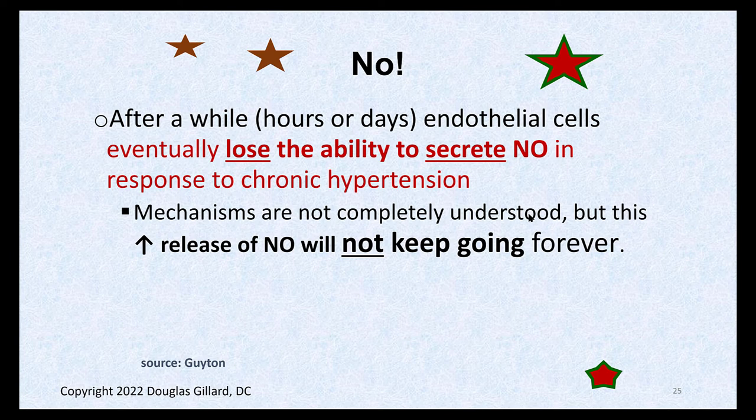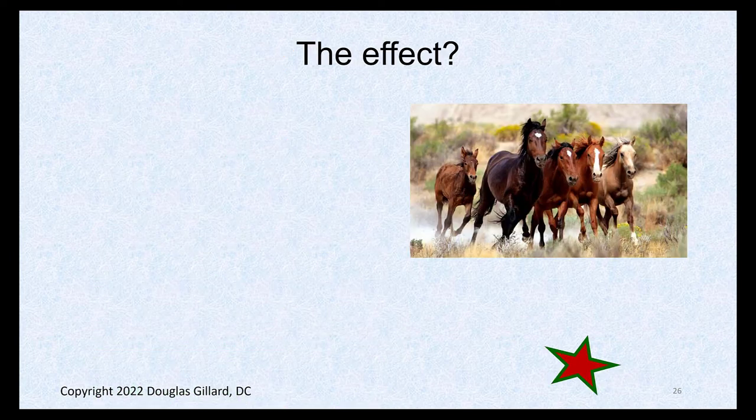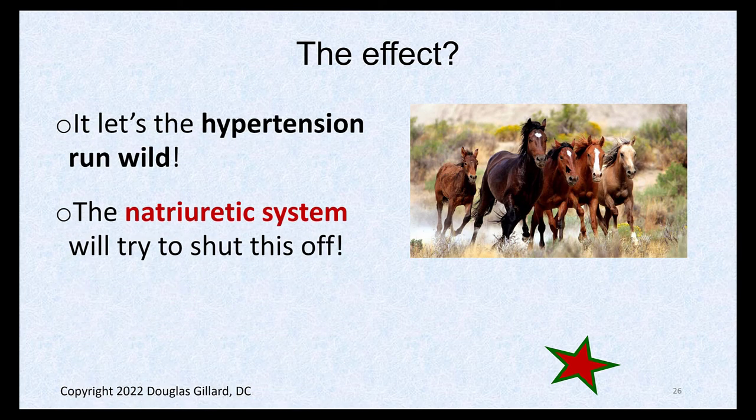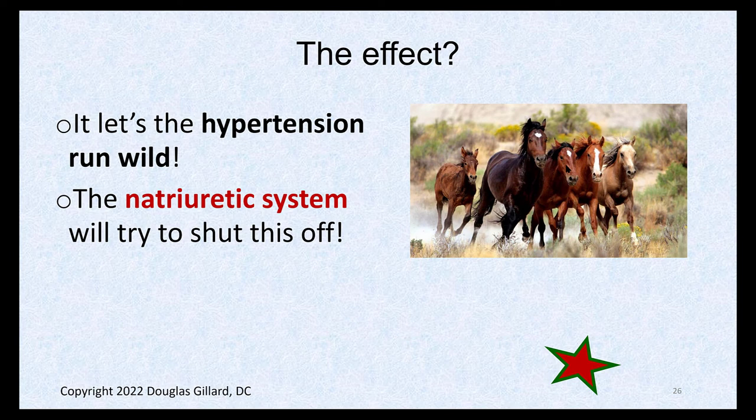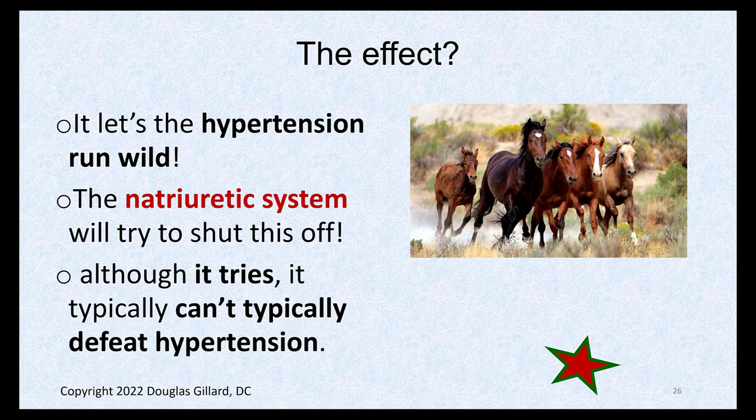And the endothelial cells kind of reset themselves. If the pressure goes even higher, then they'll release again. But the horses run wild. The hypertension will eventually run wild because nitric oxide can't control that. The natriuretic system can also try to fight off hypertension, but the same thing, it often can't do it.